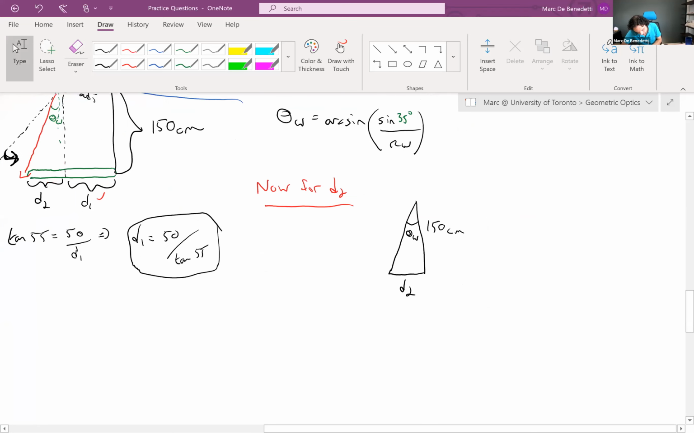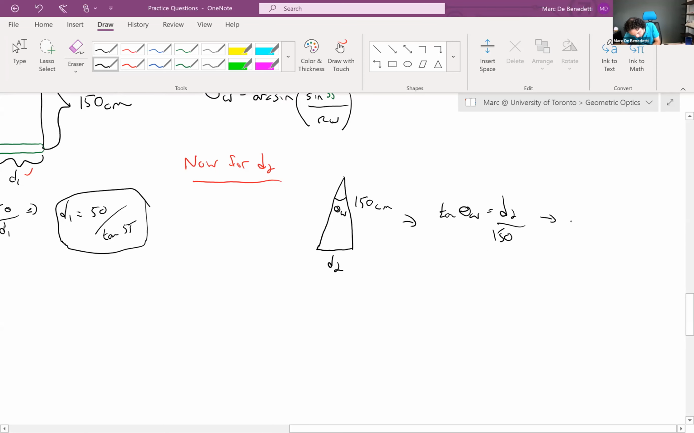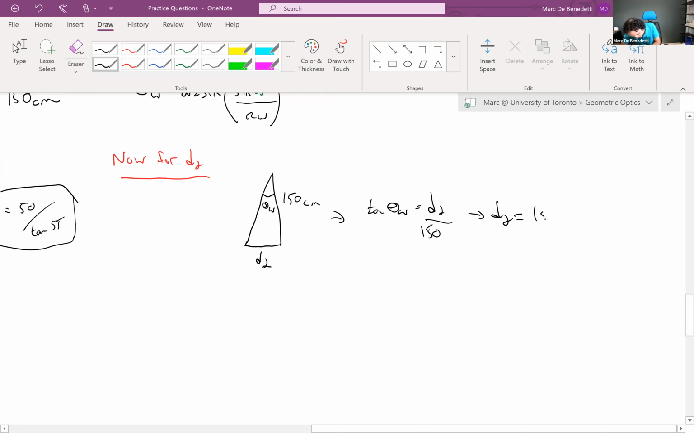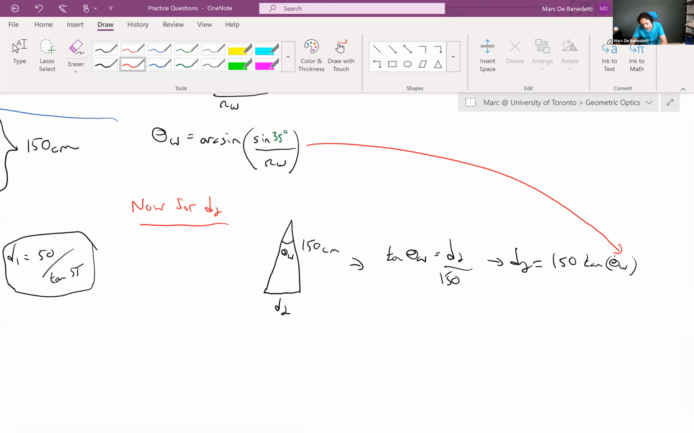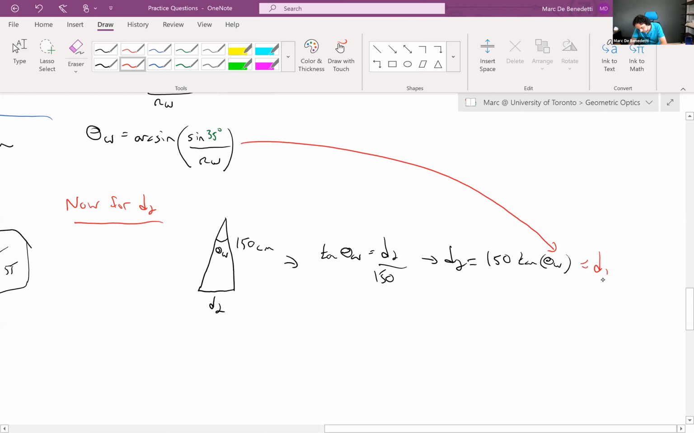Now, going through it, we need distance 2. So that's going to be, again, tan. So tan of theta W equals opposite over adjacent, which means distance 2 is going to be 150 times tan theta W. And we have theta W from Snell's law. And then that will allow you to calculate distance 2. So we now have distance 2.